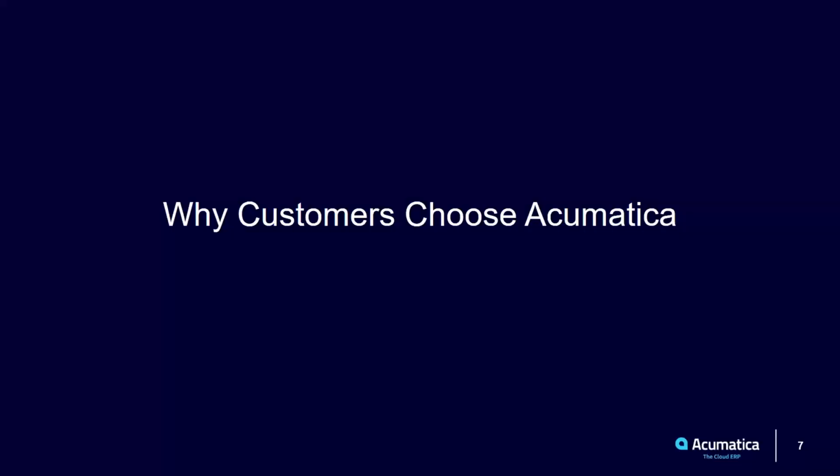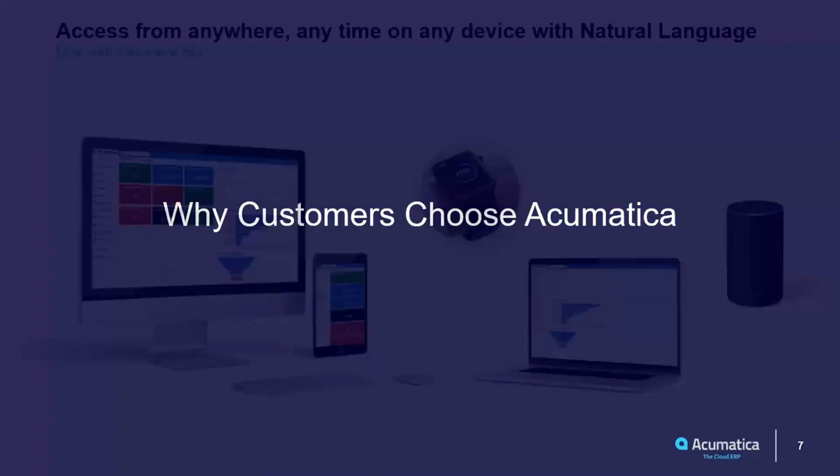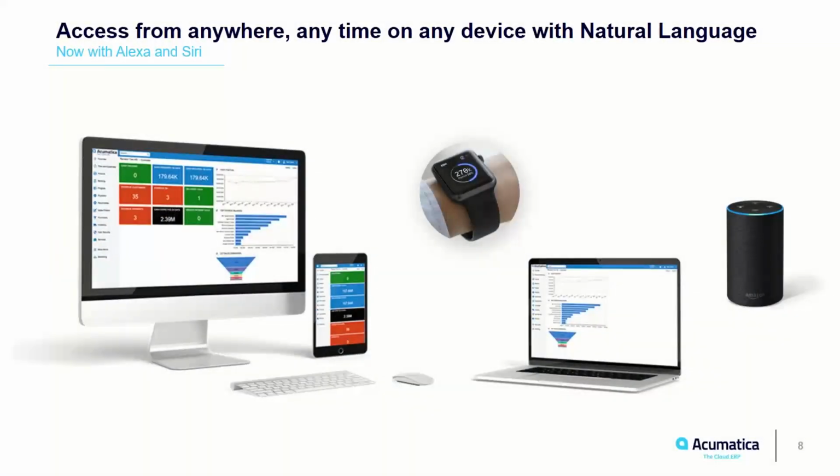So why do customers then choose Acumatica Construction Edition? Well, one of the major reasons is that it is a cloud-based application. It's true cloud, meaning you can access from anywhere, anytime, on any device. Whether you are located at a job site trailer, working from home, waiting to travel, or sitting at one of your children's baseball games, you can access your data and keep your responsibilities up to date.